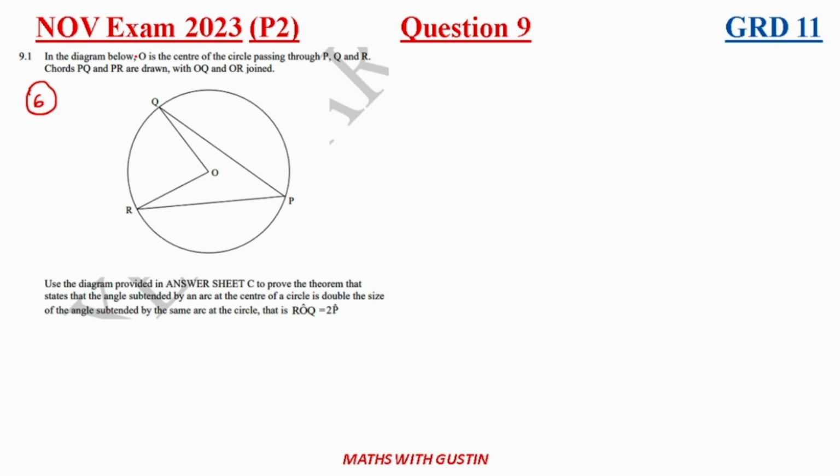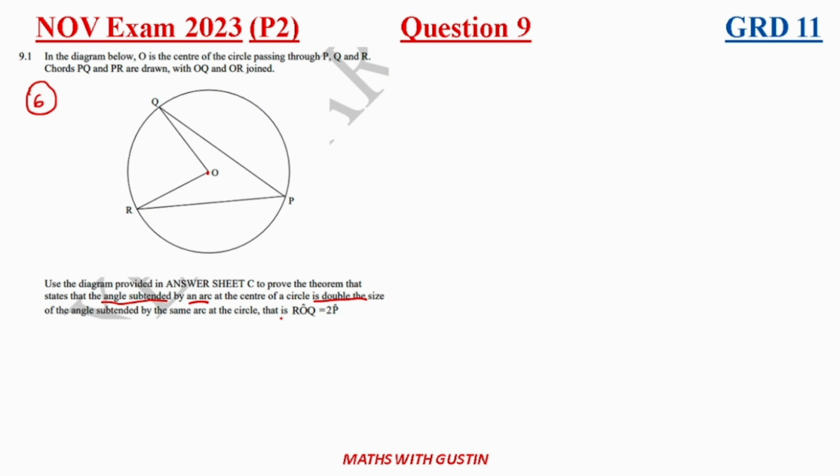They said in the diagram below, O is the center. Alright, we see the center here. And then they say that it is passing through P, Q, R, and then the chords PQ and PR are drawn, with OQ and OR joining together, as we can see. So use the diagram provided on your answer sheet to prove the theorem that states that the angle subtended by an arc at the center of the circle is double the size.